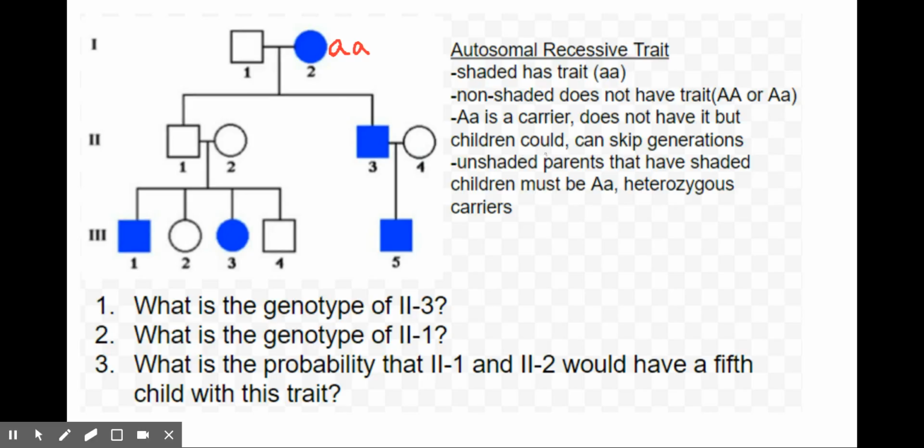This right here is going to come into play when we aren't told what the pedigree is and we're trying to figure out what the pedigree is, but we're not there yet. So number one, what is the genotype of 2-3? 2-3 right here, again, it's a male, so don't get into the X's and Y's yet because we're not there yet. All we're thinking about are the A's. So it has the trait, therefore it's aa.